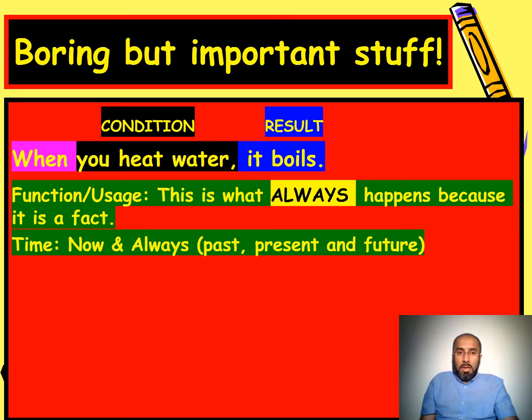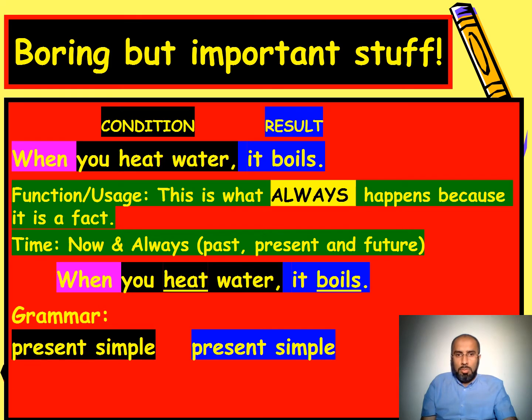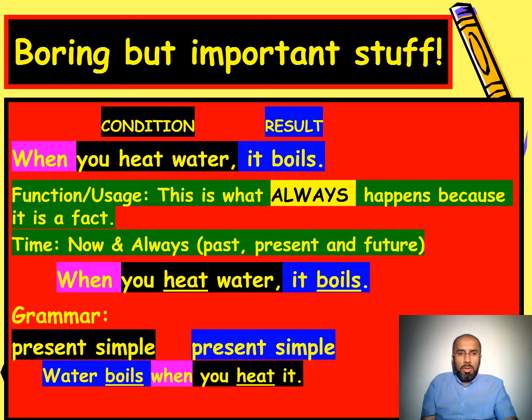And the time, once again, is now and always. So it's past, present, and future. So we're talking about all the time. Okay. When you heat water, it boils. You can see there are two verbs, two action words, heat and boils. And in both clauses, which tense are we using? Excellent, present simple. So you've got present simple in the first clause and present simple in the second clause. And you can also swap the clauses and you can say water boils when you heat it. Okay, both sentences mean the same.